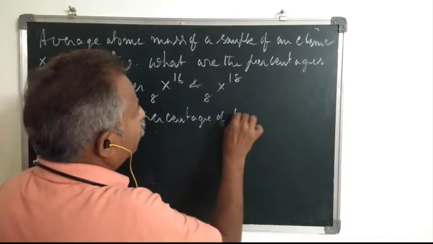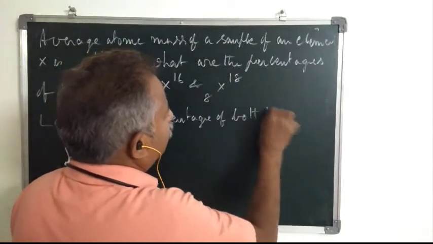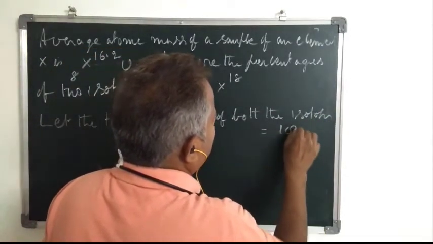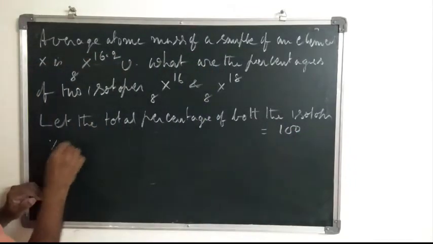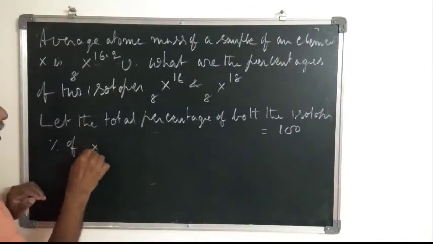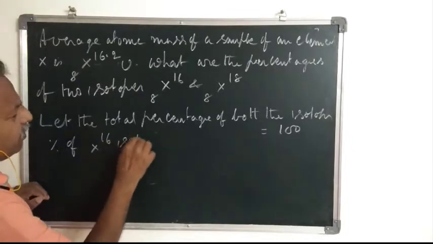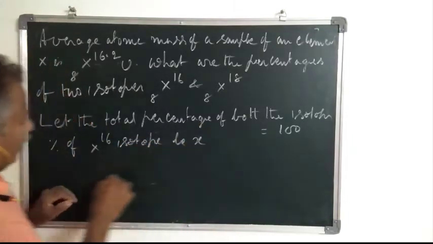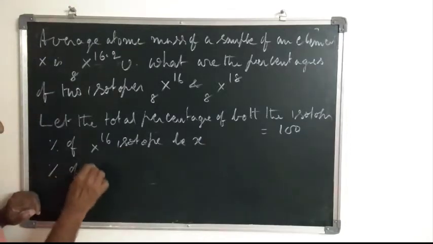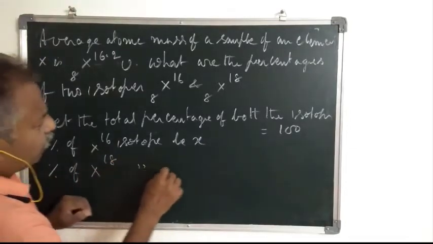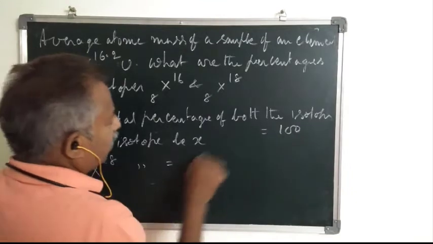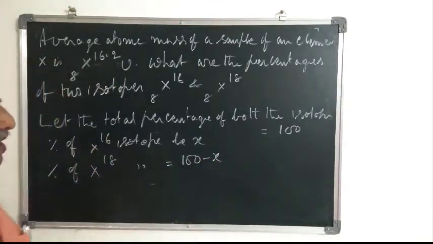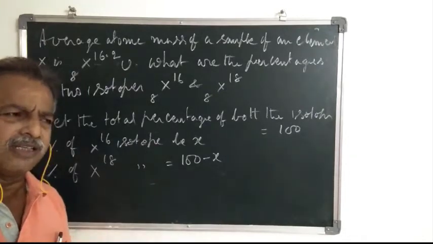So let the total percentage of both the isotopes be 100. Now let the percentage of X-16 isotope be x. Then percentage of X-18 isotope equal to 100 minus x. So total is 100. If one is x, the other one is automatically 100 minus x.